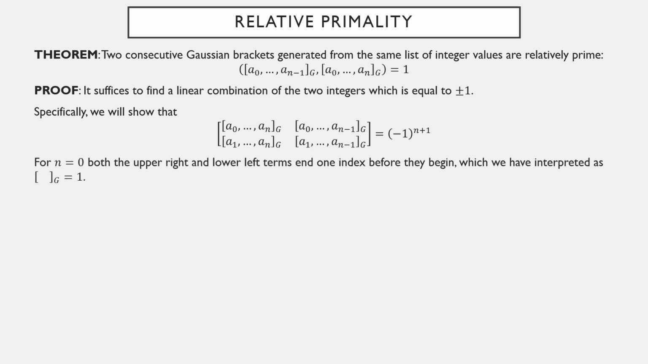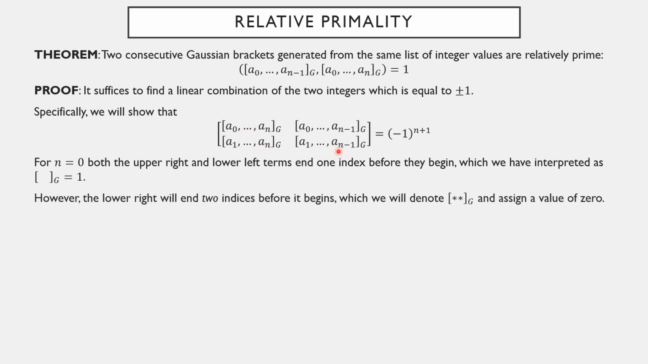So for n equals 0, here in the upper right and in the lower left, we have the lists ending one index before they start. This goes from a0 to a-1, and this goes from a1 to a0. So those are empty brackets, and we've interpreted the value of that to just be 1.